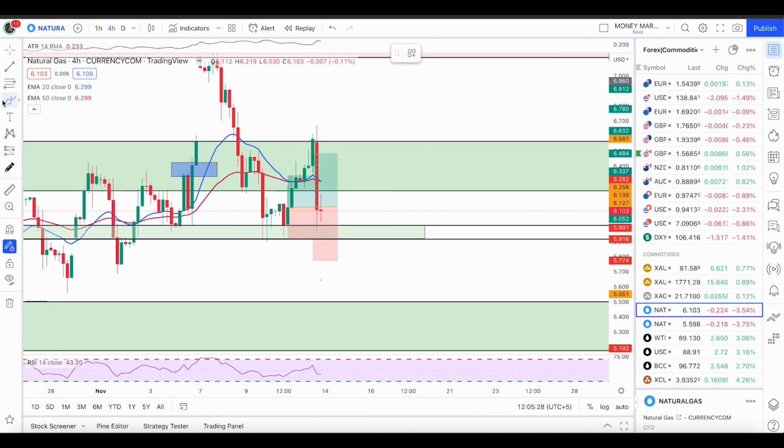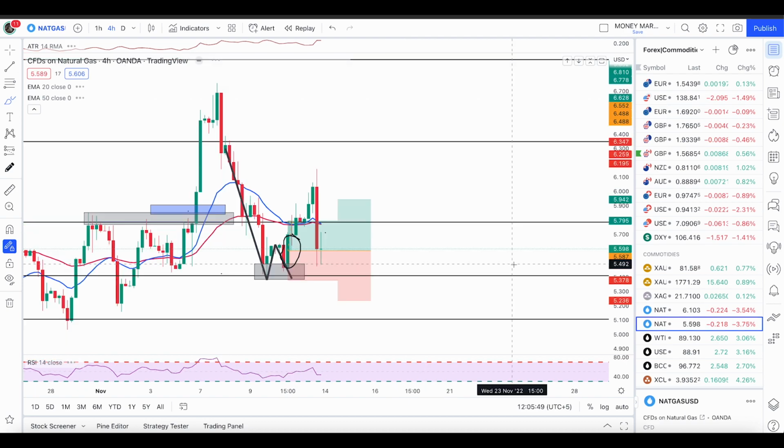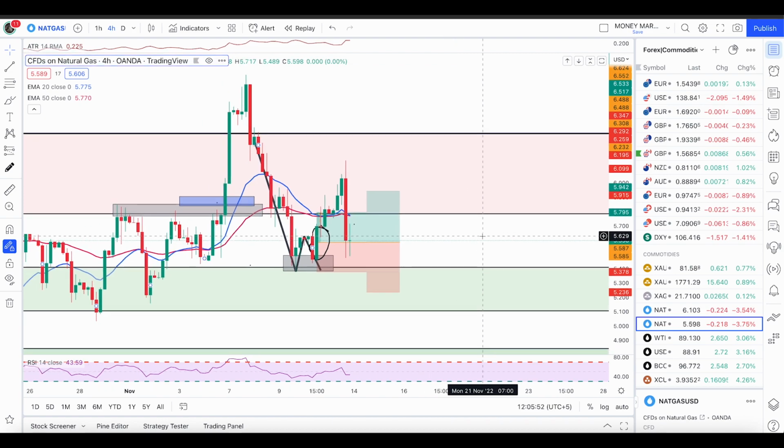So all we need to do, look for the condition, guys. For buying trades, I want to see a good break above this previous high. Once we have a break above this previous high, only then I will look for my trend continuation trade to the upside. Okay, right here on Oanda, similar conditions, exactly the same as currency.com.